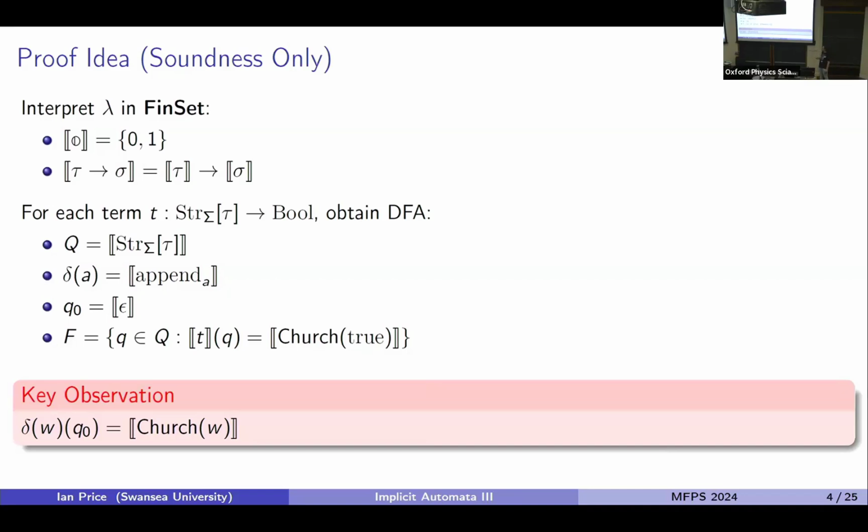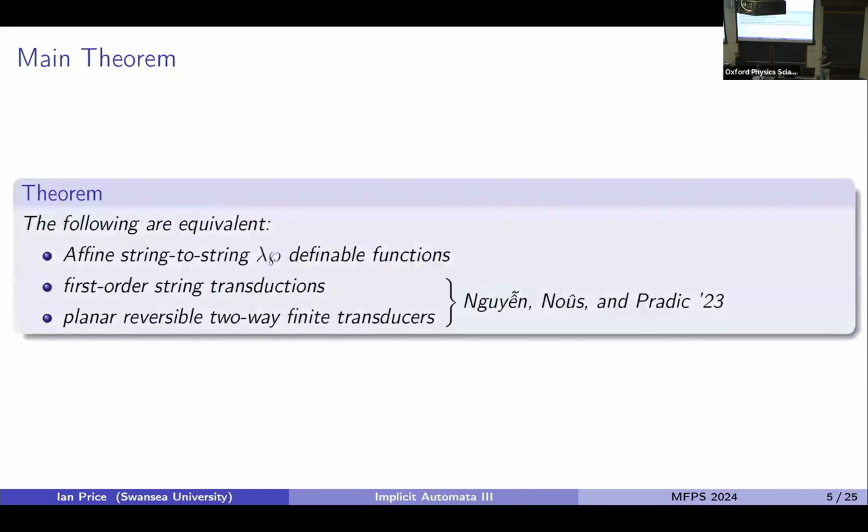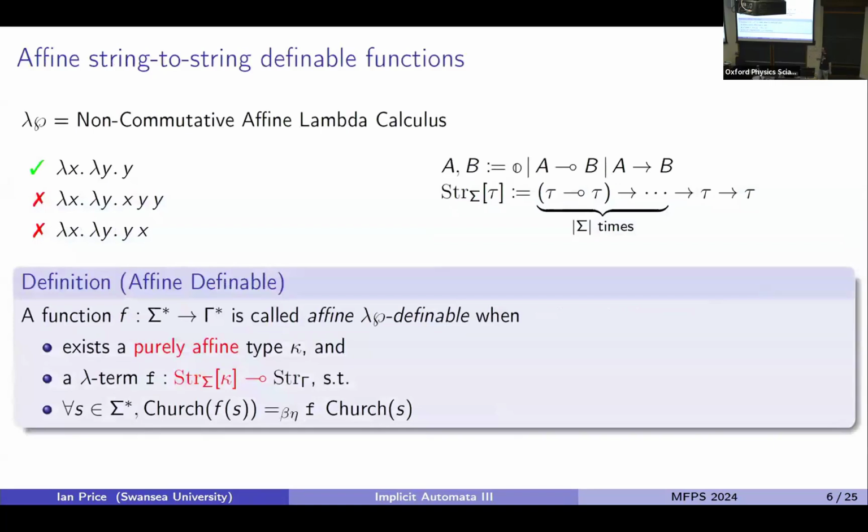So that's 1996. What about 2024? This is where the word salad comes in, right? We have affine string-to-string lambda-definable functions, and these are equivalent to first-order transductions, which I'm not going to mention, except that these are a thing people study. It's one of the better-known classes. And planar reversible two-way finite transducers. I'm going to explain what those are in a little bit. But the latter two were previous work of my supervisor and her collaborator, Tito. And the new stuff is relating them to string-to-string definable functions. So what are those? I tried to condense it onto one slide. I don't know if I succeeded very well, but we'll see.